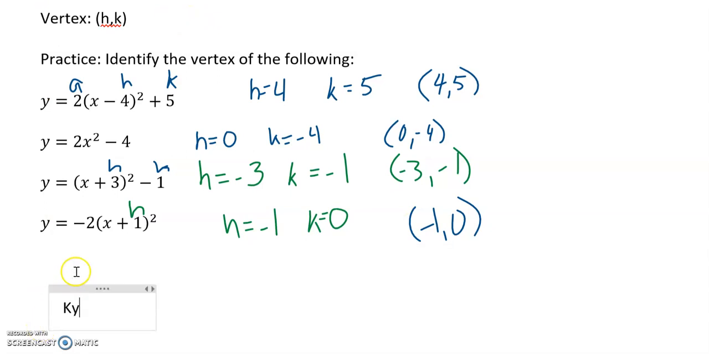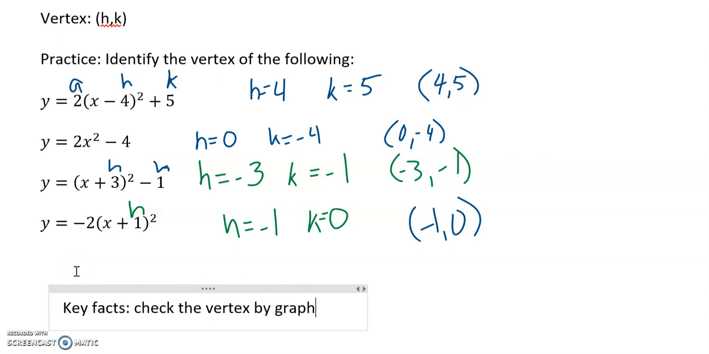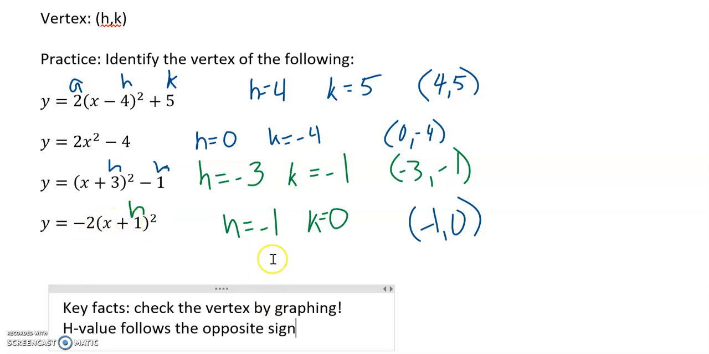So a couple of key facts. You can check the vertex on your calculator, and our H value follows the opposite sign. So if you see a plus, then it becomes a minus. If you see a minus, then it becomes a positive. And that is how we do vertical and horizontal shifts of our parabolas.